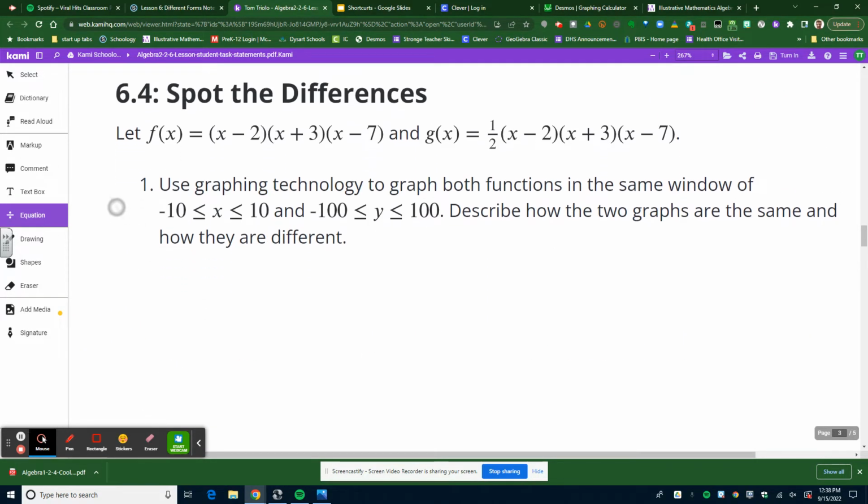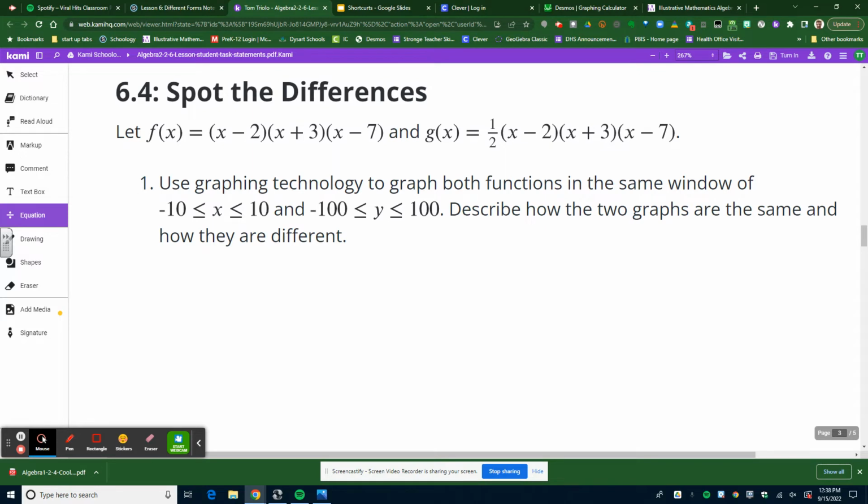So we're going to go 6-4. So we're going to spot the differences. So using graphing technology, so let's go back to Desmos. We're going to put f of x equals. And yeah, wouldn't it be nice if I could just go select that, but you can't. It's just the way the PDF is. It's more like a photograph than a text. So you're going to have to type it in.